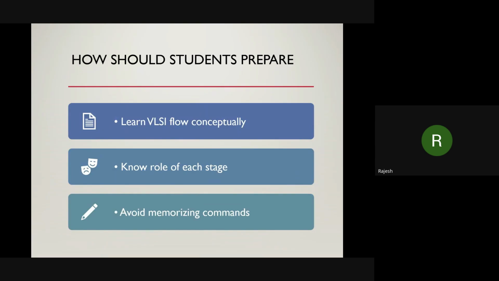And how should a student prepare? Learn the VLSI flow conceptually, like I told, the ASIC flow. In the ASIC flow, physical design was there. So first you need to learn about the ASIC flow and then physical design deeply, and what stages are there. That is why you need to learn everything in the flow, so that you can remember and understand the concepts easily. And the role of each stage: there are different stages in physical design also. Why are there different stages, why did they divide it into stages, what is the role of each and every stage. You have to learn like that.